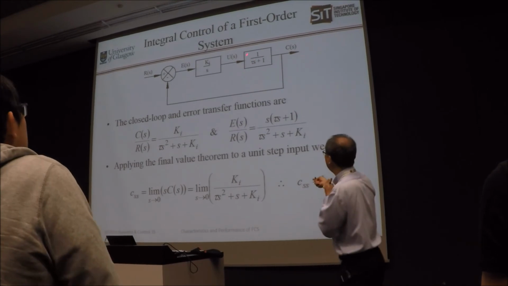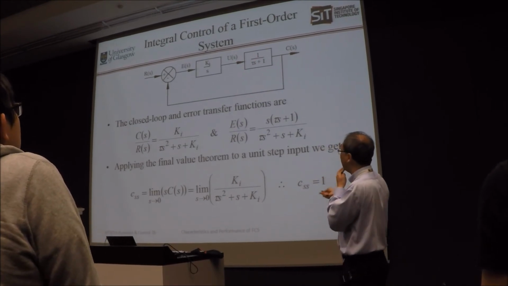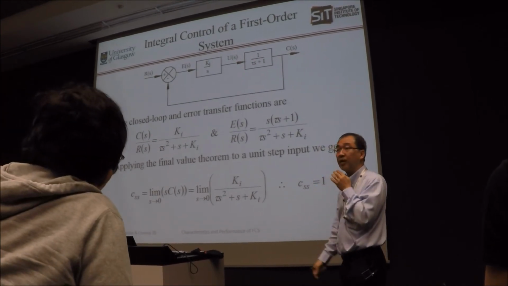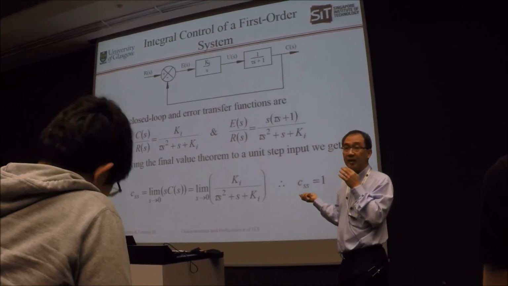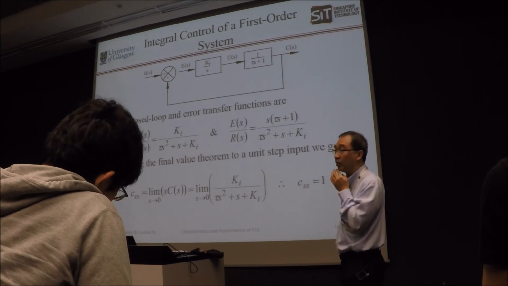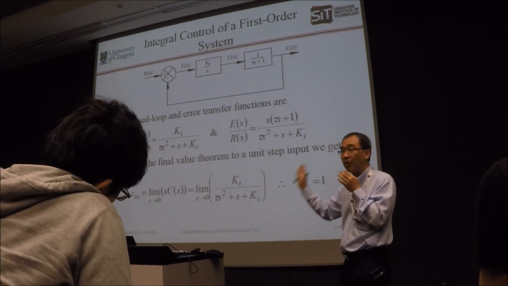Alright, in this case this is a first order system. If you look at your closed loop transfer function, why do I say that you eliminate your steady state error? Because if you were to look at your closed loop transfer function, same thing that we have gone through.